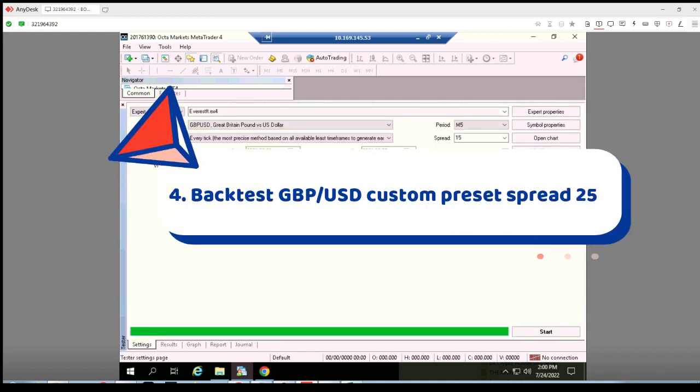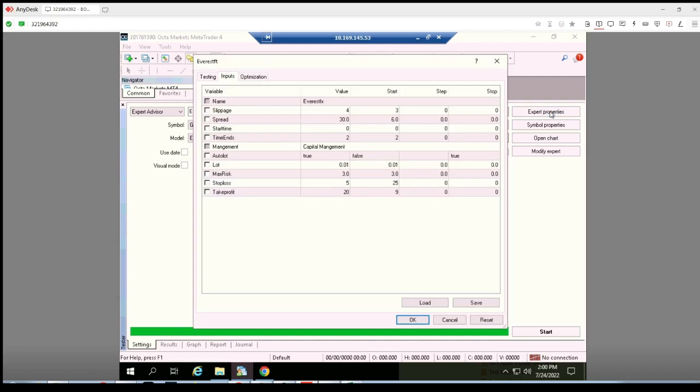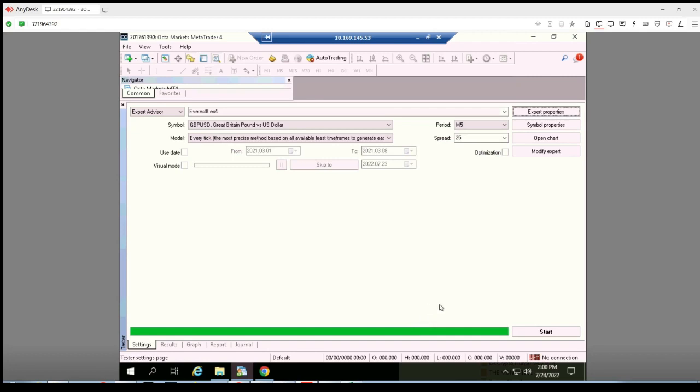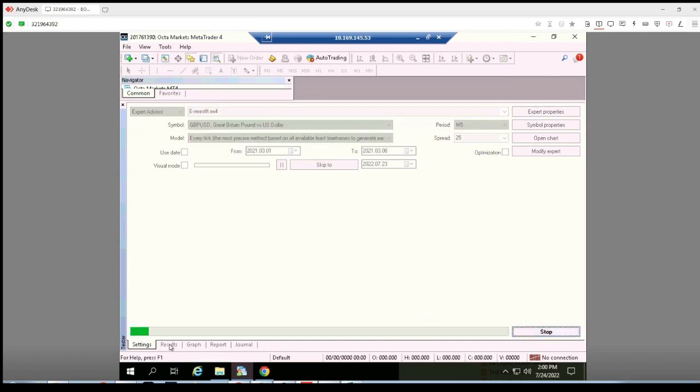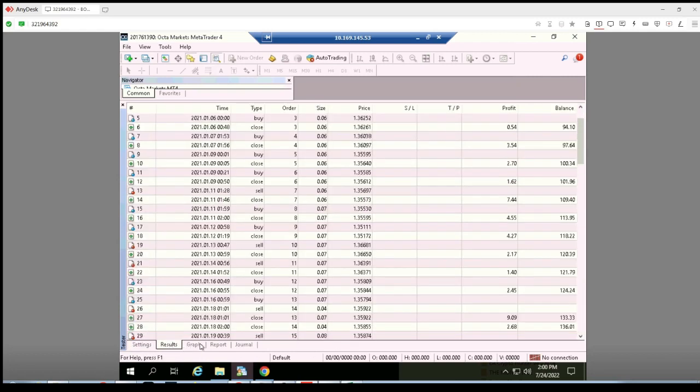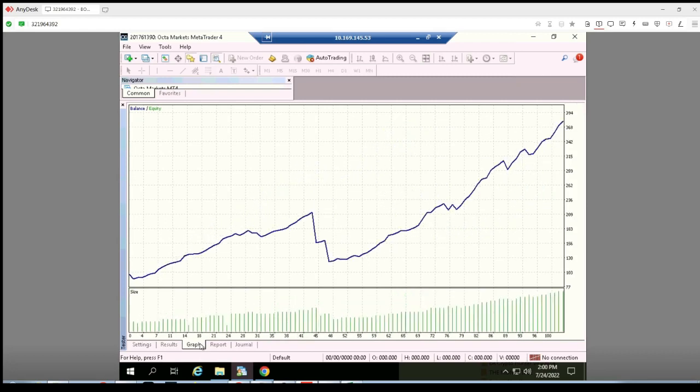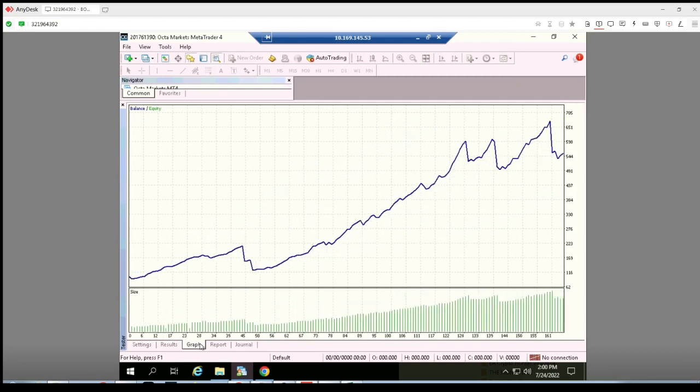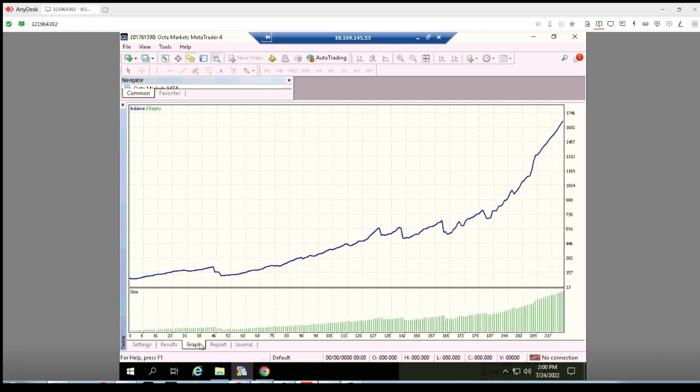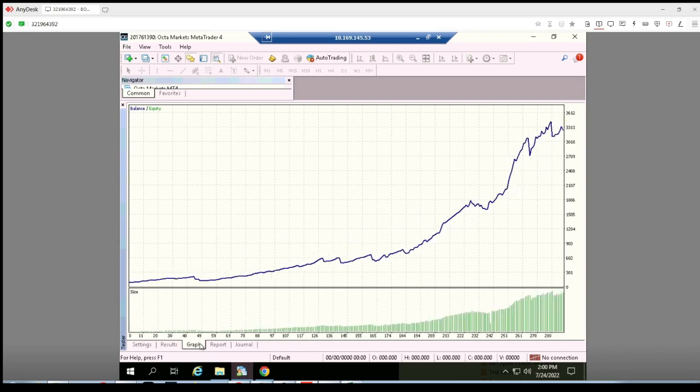Four, Backtest pound sterling to US dollar custom preset spread 25. I wonder if it can still run at spread 25. Let's see if the result is still good or even a margin call. It can be seen that the graph has increased but is not stable.